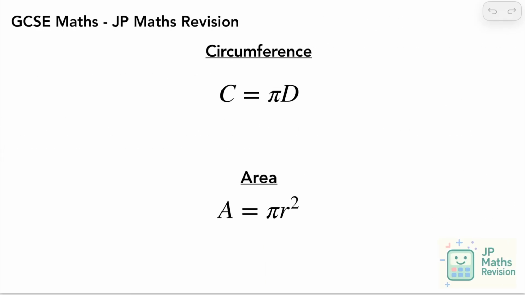So the circumference is the distance all the way around a circle. To calculate the circumference we can use pi d, or alternatively circumference equals 2 pi r. Because the diameter is twice the radius, these two are exactly the same. The area, on the other hand, is the space inside the circle. So the formula you need to remember to work out the area of a circle is pi r squared.